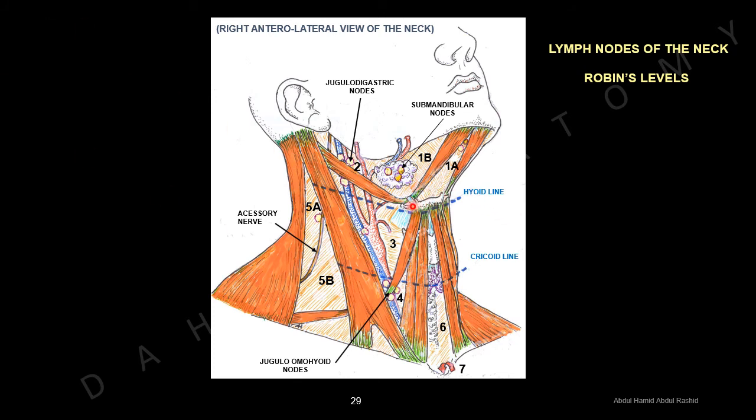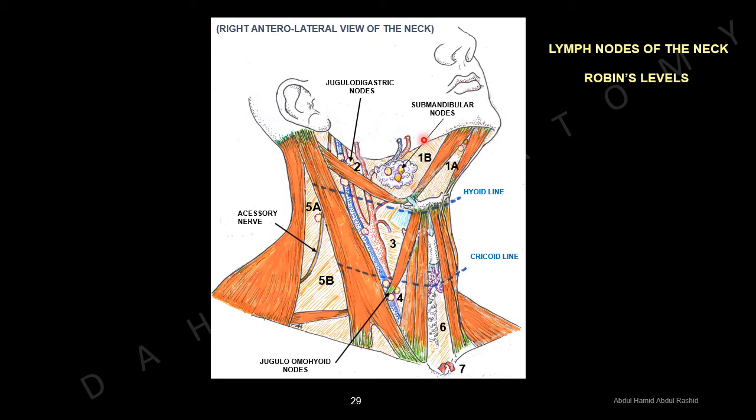This is the body of the hyoid bone. This is the anterior belly of the digastric muscles, right and left. This little triangle above the body of the hyoid bone is the submental triangle. At the tips here, we have submental lymph nodes. This is Robbins level 1A.